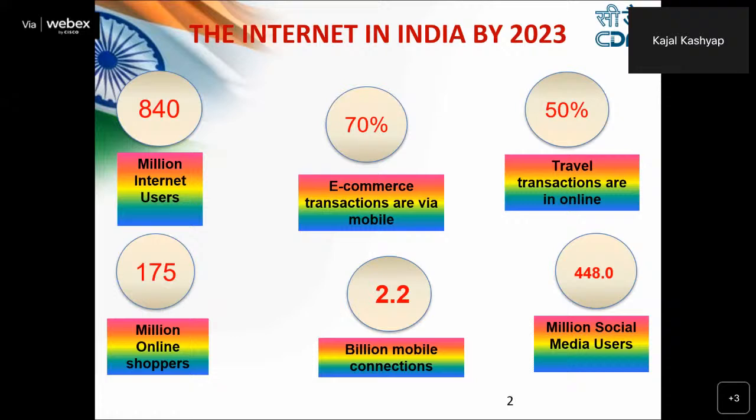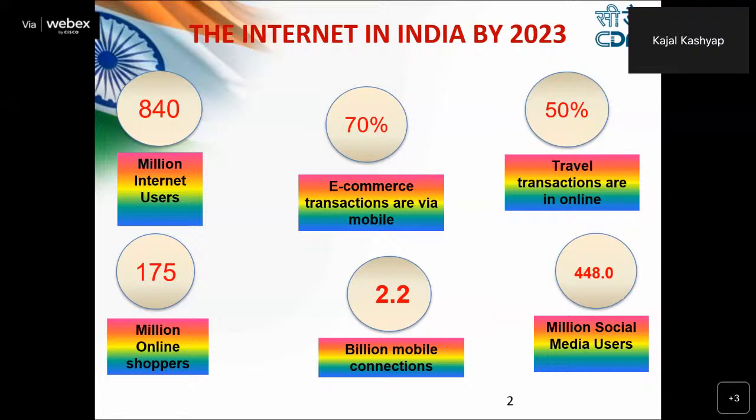If we talk about 2023, we have a few numbers: 840 million internet users till now. And 70% of e-commerce transactions are done through mobile phones, because everyone is carrying their mobile phones with themselves. So it is very easy and convenient for all of us to do any sort of transactions and purchases from our mobile phones.